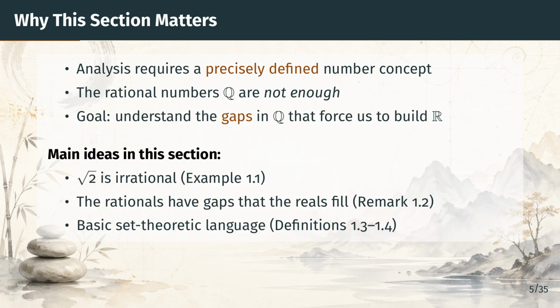Our goal in this section is to understand exactly what these gaps are and why they force us to construct the real number system. We will do this through three main ideas. First, we will prove that the square root of 2 is irrational in example 1.1. Second, remark 1.2 will explain why this means the rationals have gaps that the reals fill. And third, we will introduce the basic set-theoretic language in definitions 1.3 and 1.4 that the rest of the book depends on.